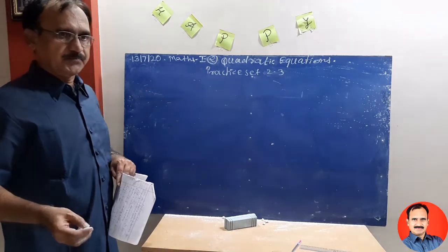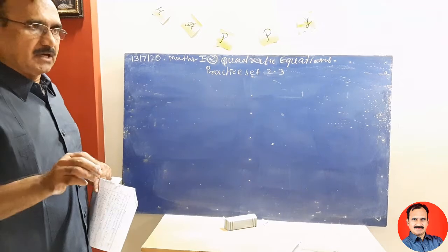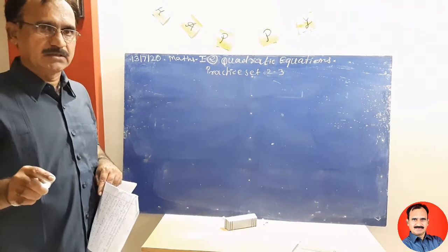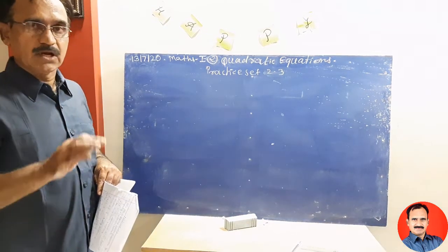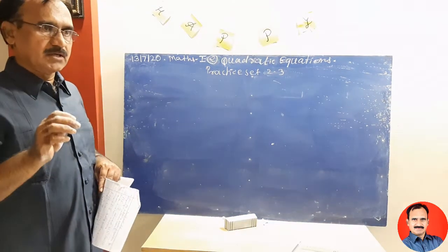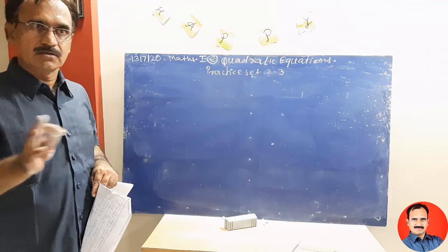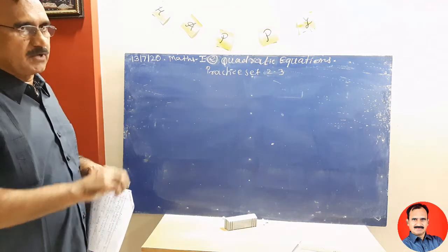In the board exam, if the method is mentioned there, solve the quadratic equation by factorization method, that is compulsory. Solve the equation by completing square method, we cannot solve by factorization method. Solve the example by formula method, we cannot solve by completing square method.